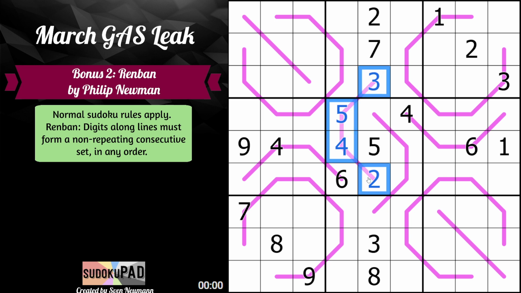But a not valid Renban would be something like 5, 6, 7, and 9, because what it really should be is 5, 6, 7, 8. There's a gap between digits here. And here, 2, 3, 1, 2 is a consecutive set, right? 1, 2, 3. And there's no Sudoku problems here, but the problem is that the digits repeat. So those are the rules. Let's jump right into it.